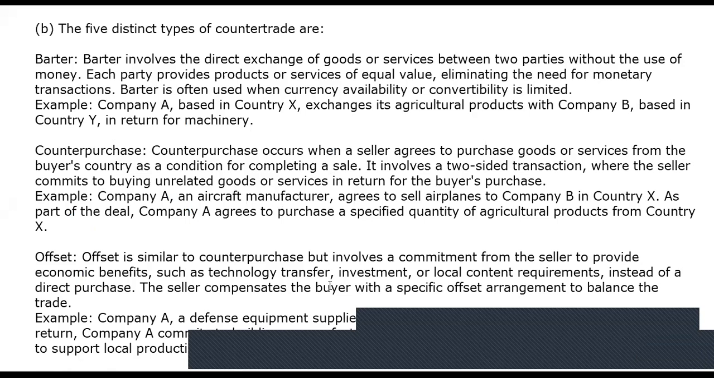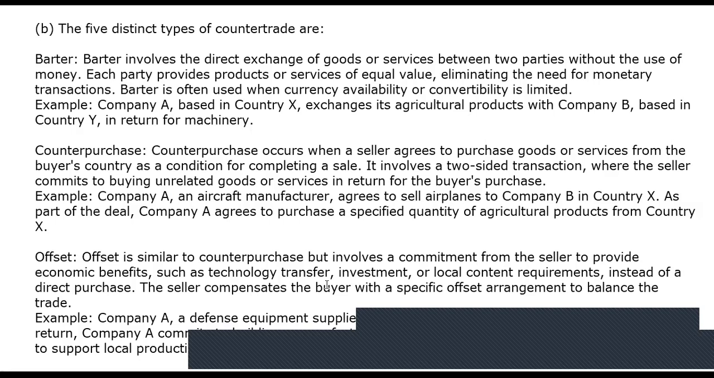Second type of counter trade would be counter purchase, where a seller will agree to purchase goods and services from a buyer's country on condition that they complete a certain sale. So it involves two-sided transactions where a seller will commit to buying unrelated goods and services in return for a purchase. So country A, for instance, an aircraft manufacturer will agree to sell planes to country B as part of the deal, and country A will agree to purchase a certain quantity of agricultural products from country B so that they promote each other's trade.